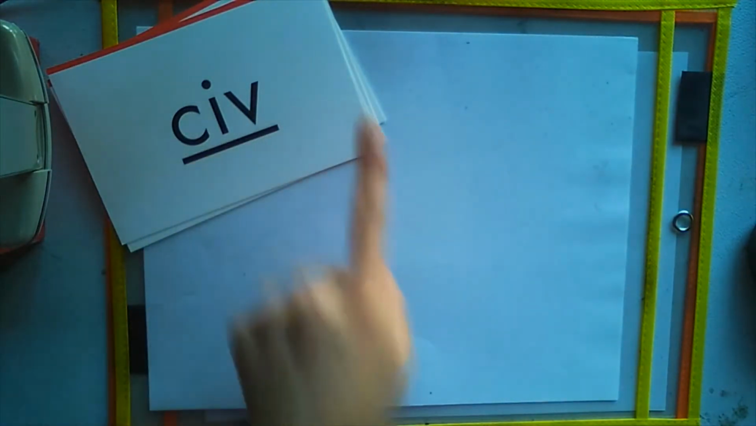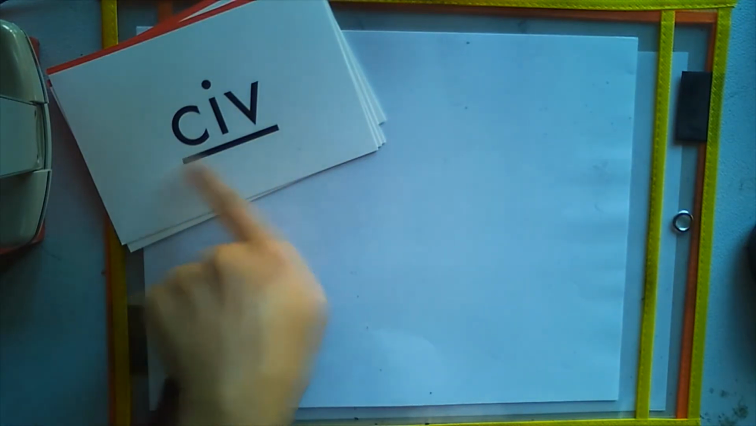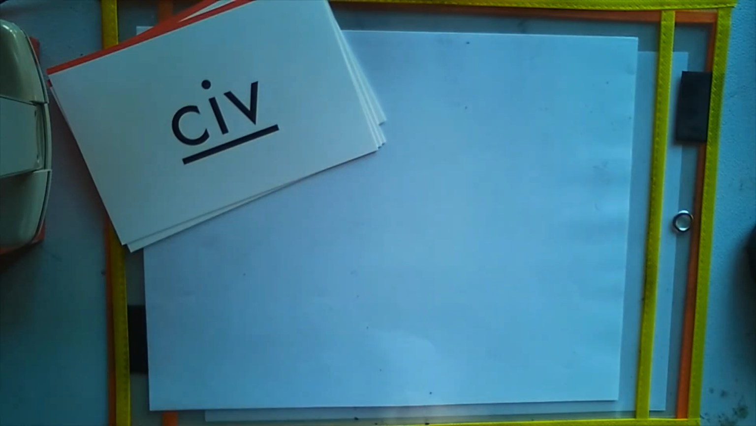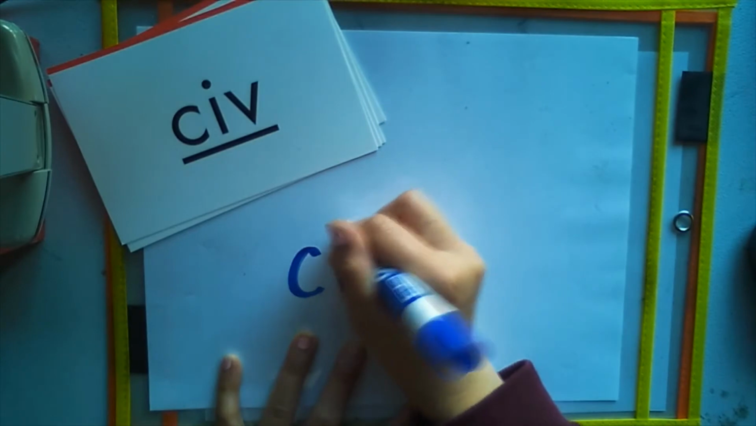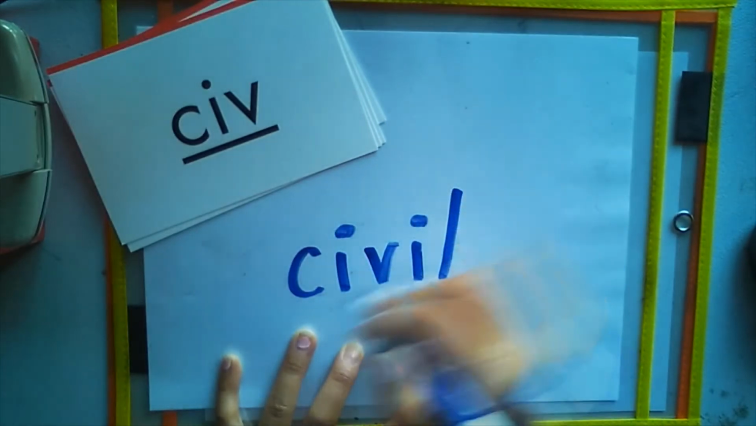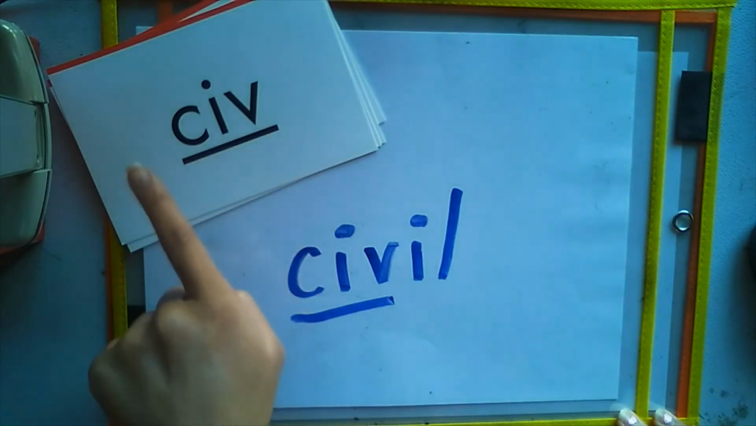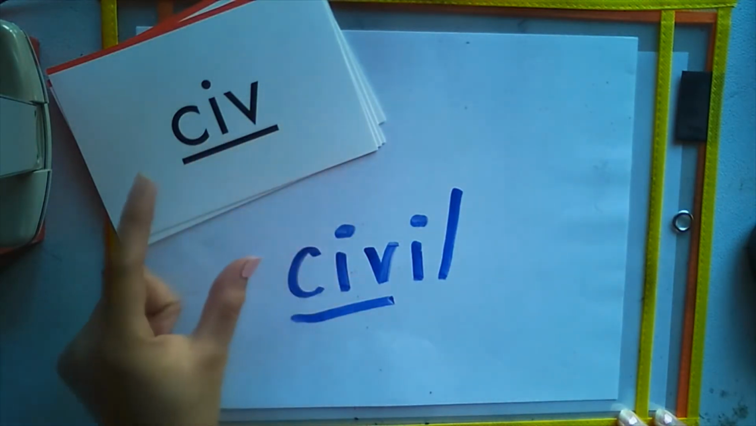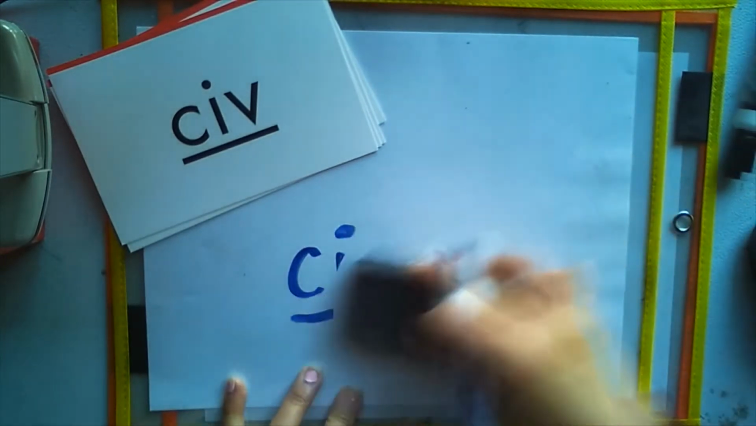Read, sieve. Spell, C-I-V. This is an irregular sight syllable. Read, again, civ, meaning citizen. Kind of like civil. Again, read, civ, spell, C-I-V, meaning citizen. Great job. Let's go ahead and keep going.